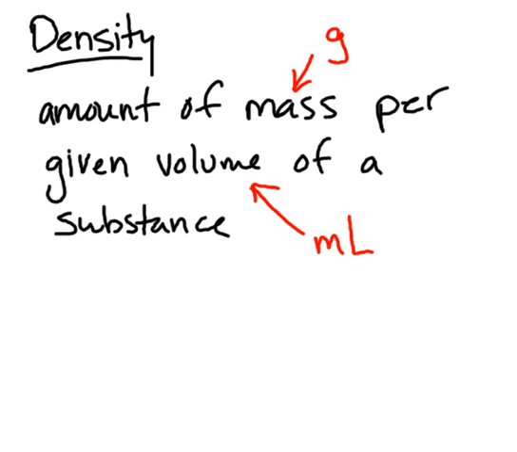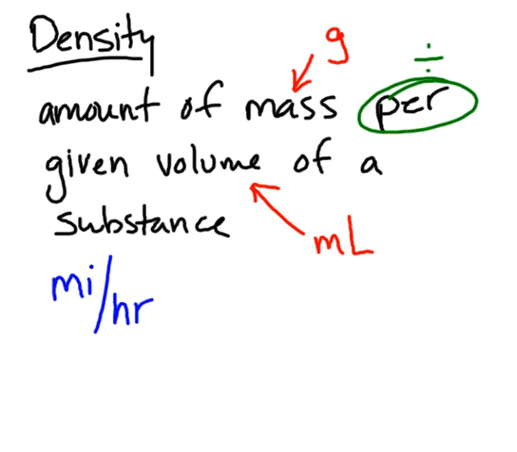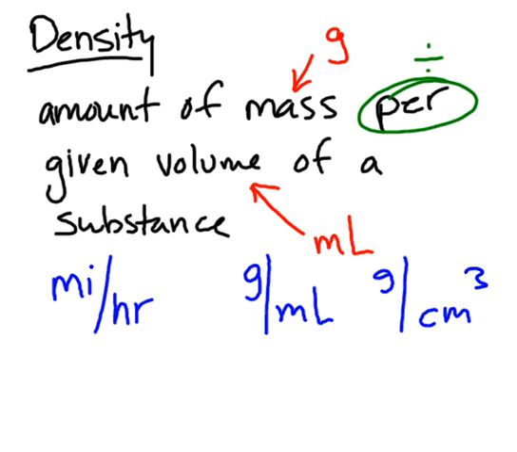So, how we would write this, the term per is actually referring to division. Say for example, like miles per hour, you would write that like this, miles per hour. Well, in density, it's grams per milliliter or grams per cubic centimeter. And remember that these two things right here are actually equal to each other. Those are the two equal volumes. They just have to be two different units, but they're the equal amount of volume.